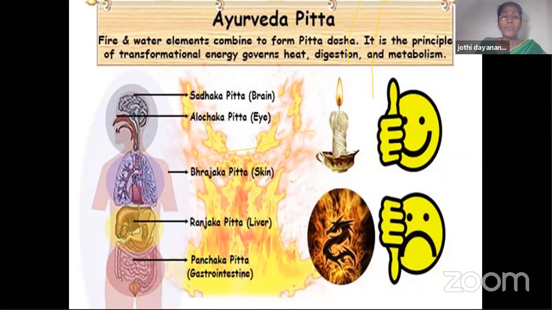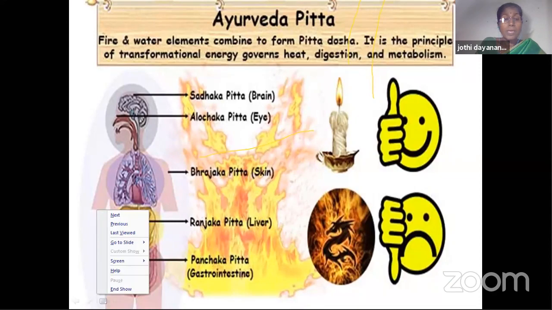And then if the Pitta is less, your skin becomes dry. If the oil is less in your food, your skin will become dry and wrinkled, okay? And it also influences your eyes, if it is less. If too much, it's another thing, as I said earlier. It also influences your brain, Sadhaka Pitta. So Pitta again has 5 versions, which you can just read, right?